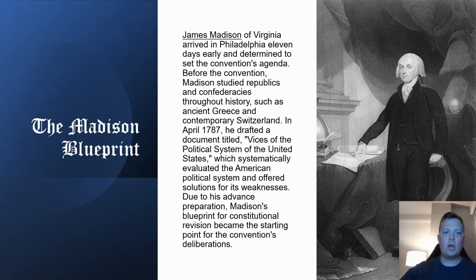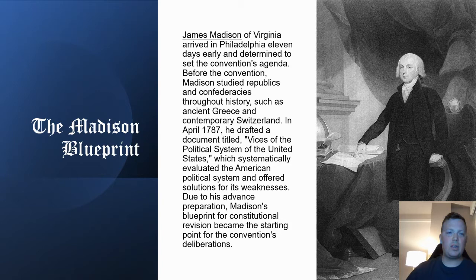First person we're going to talk about is James Madison of Virginia, who arrived in Philadelphia 11 days early and was determined to set the convention's agenda. So before the convention, Madison studies republics and confederacies throughout history, such as ancient Greece, Rome, and contemporary Switzerland.